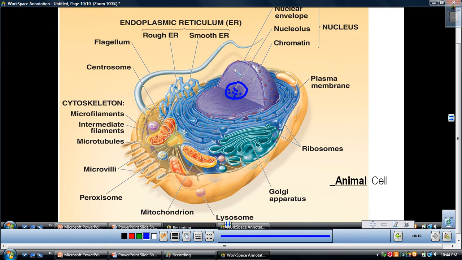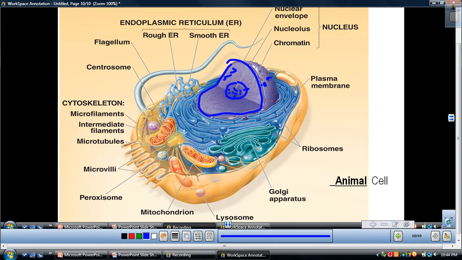Okay, then we have the squiggly lines in here, which is the chromatin. We've got the envelope that I'm outlining right here. That's the nuclear envelope around the outside. We've got nuclear pores right here that allow for the ribosomes and RNA to come out. So that's all in the nucleus.